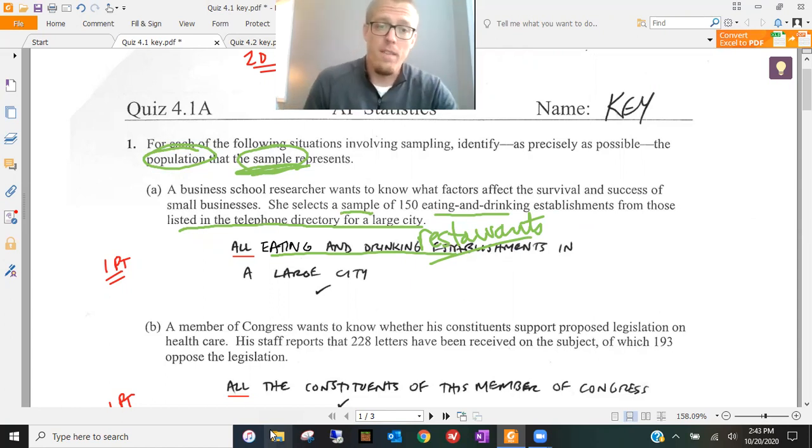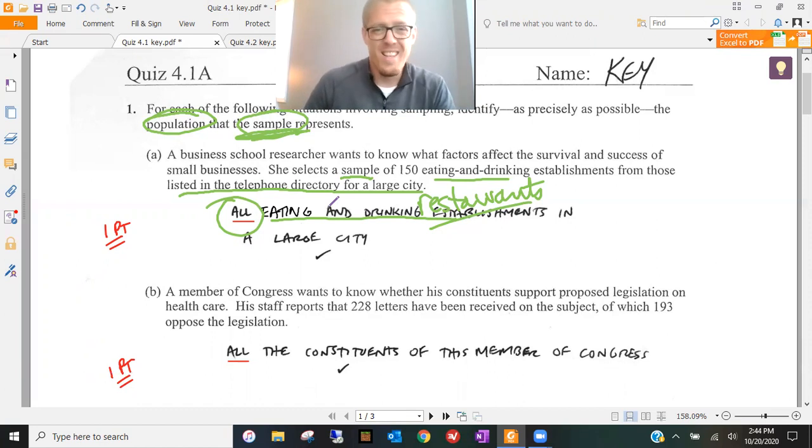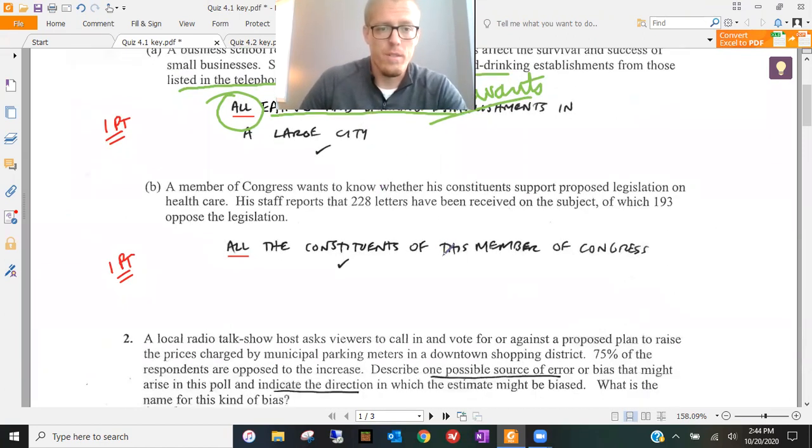And it is important to have the word all because we're not just saying the population is some restaurants. It's all the restaurants in a specific area. So population is everybody in the specific confines of what we care about. In this case, she cares about this large city. Okay, and so again, there's a lot of things that go into that, but 1 point since we're only going to have 20 points in the quiz.